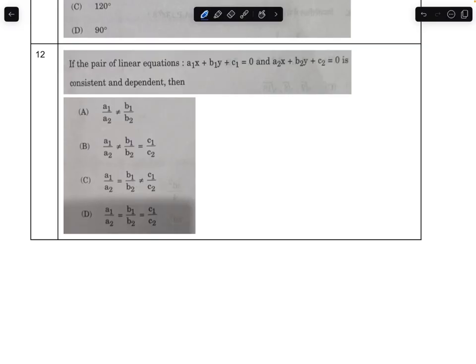Question 12. If the pair of linear equations is consistent and dependent, then consistent and dependent is a case of coincident lines. For coincident lines, option D matches. That is, A1 upon A2 is equal to B1 upon B2 is equal to C1 upon C2.